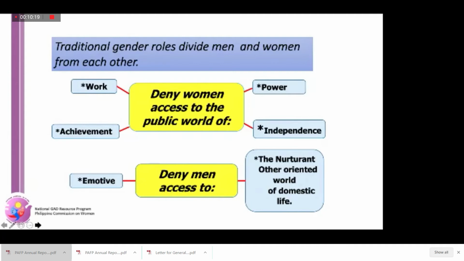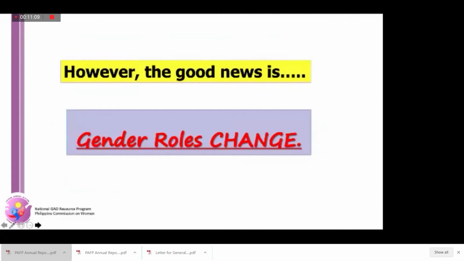For men, men are denied the emotive aspect of their personality. Men cannot cry a lot, or cry aloud, because they will be viewed as weak. All right, the nurturing aspect of being a man is also denied of men, because men supposedly are dominant, aggressive, strong, like that. So these traditional gender roles cause a divide between men and women from each other, and cause adverse or deleterious effects because of the growth and potential that are being constrained. All right. However, good news is gender roles change, as what I've shown.